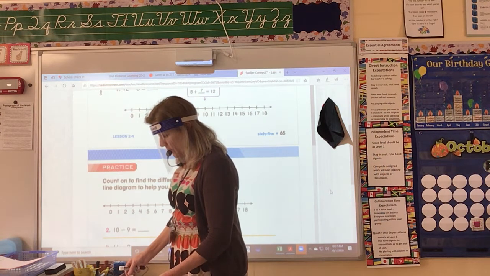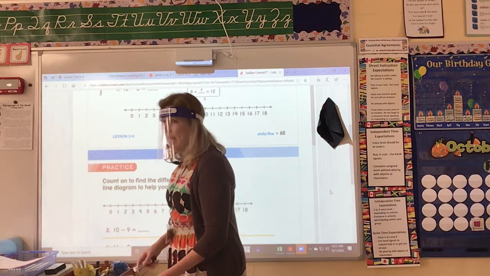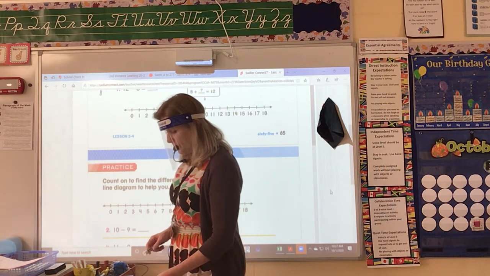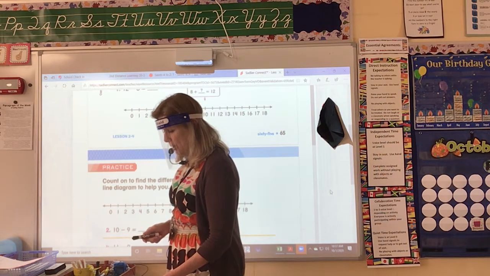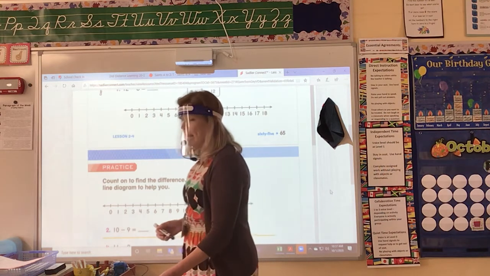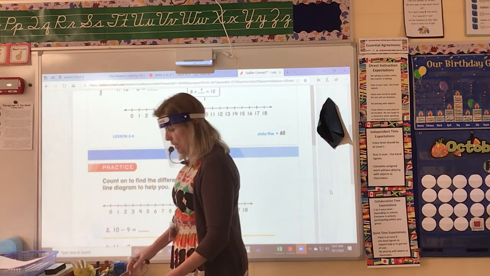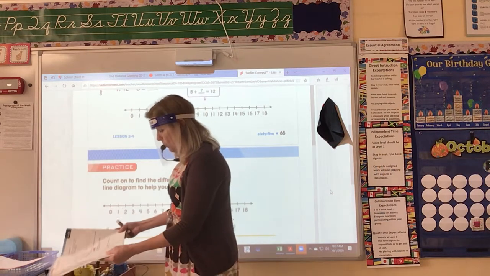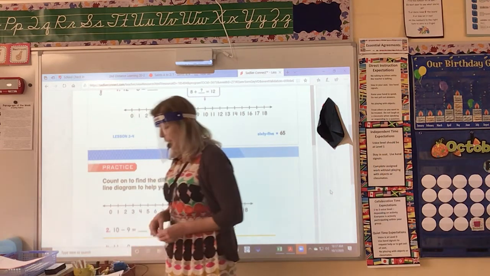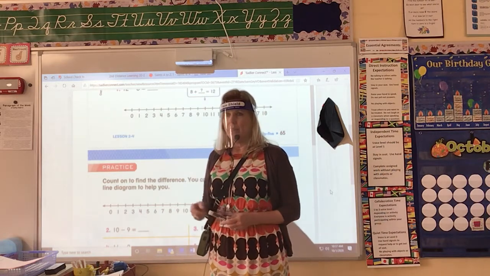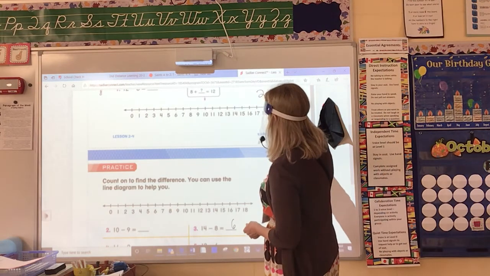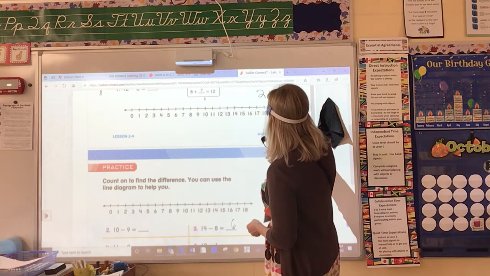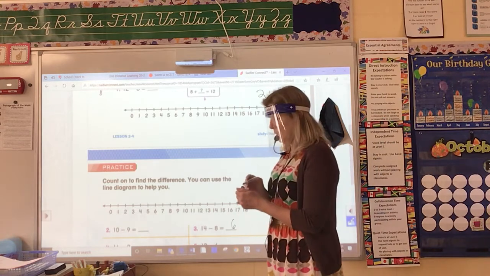Let me see, explain how you think about the unknown addend. Okay, let's look at number 7 on our practice. It says, explain how to think about the unknown addend in 2 plus question mark equals 10 as the difference in a subtraction. So, what do you think about that? How can you think about the unknown addend for 2 plus question mark equals 10? What could we do?